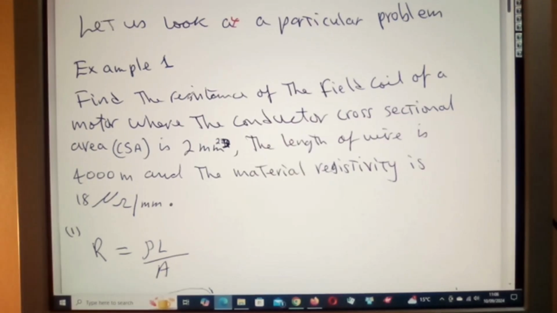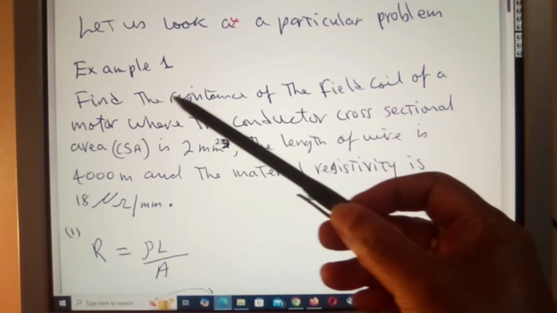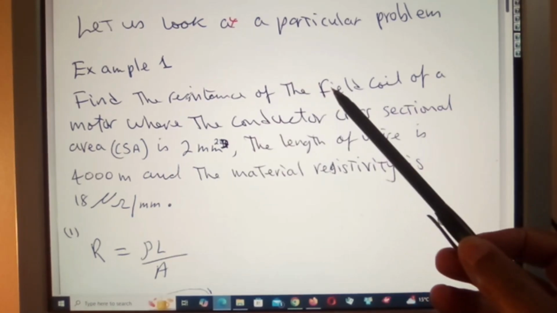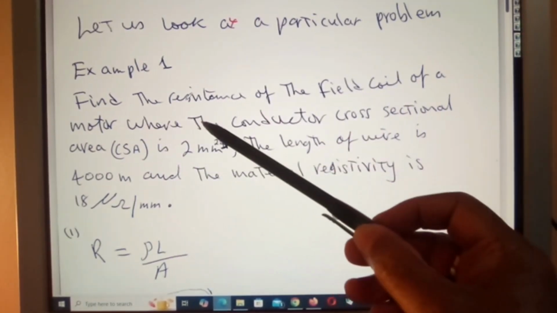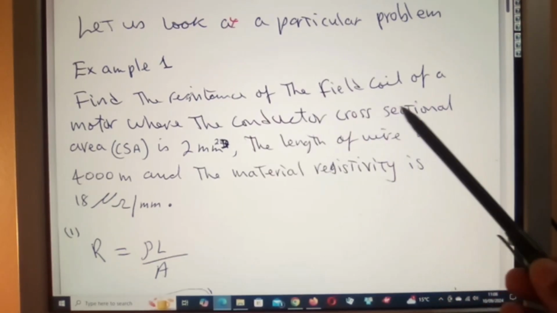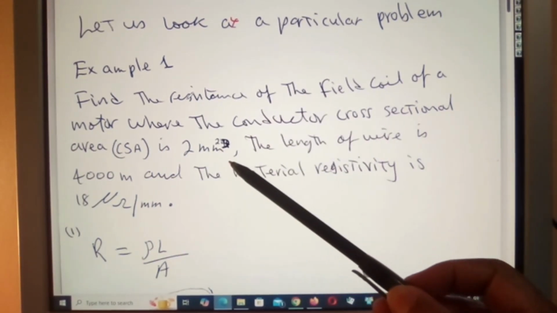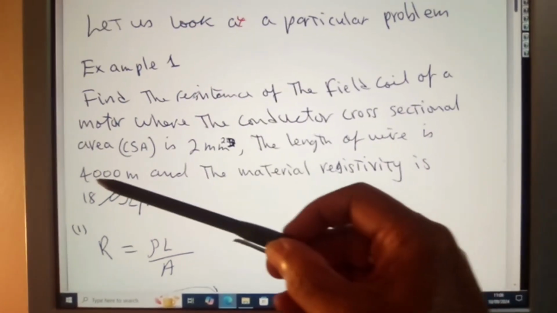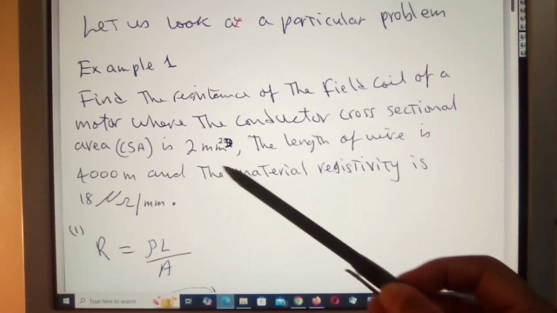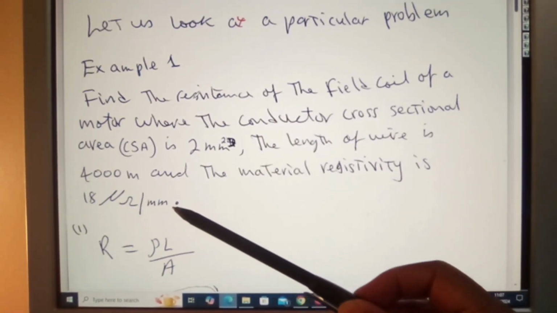So let me read that to you again. Example 1. Find the resistance of the field coil of a motor where the conductor cross-sectional area is 2 millimeters square. The length of wire is 4,000 meters and the material resistivity is 18 microohms per millimeter.